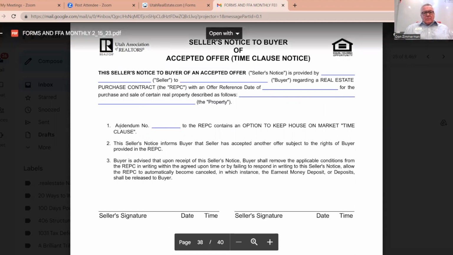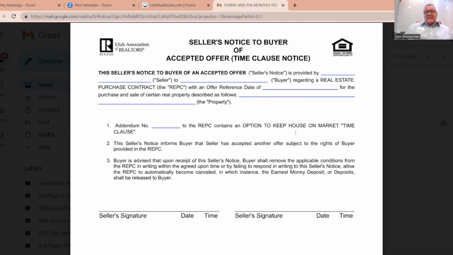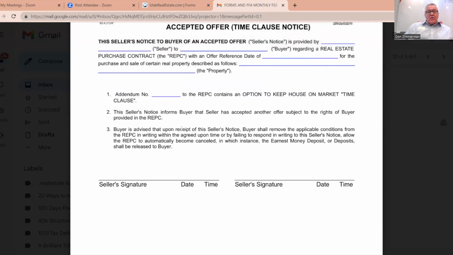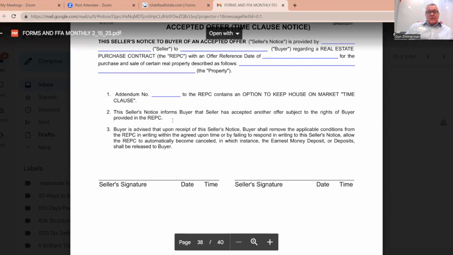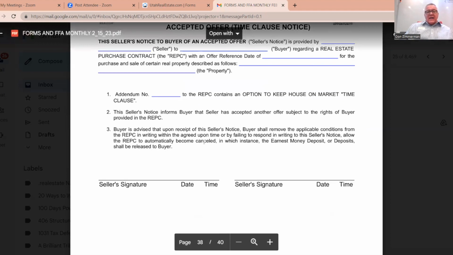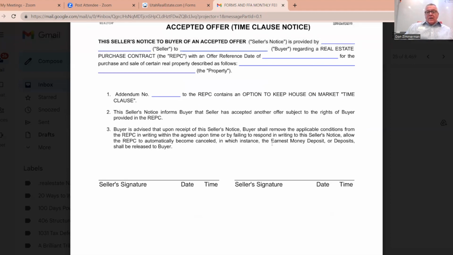This is saying that, number one, addendum number blank to the Rep C contains an option to keep the house on the market, time clause. Number two, this seller's notice informs buyer that seller has accepted another offer subject to the rights of buyer provided in the Rep C. Number three, buyer is advised that upon receipt of this seller's notice, buyer shall remove the applicable conditions from the Rep C in writing within the agreed upon time, or by failing to respond in writing to this seller's notice, allow the Rep C to automatically become canceled, in which instance the earnest money deposit shall be released to buyer.